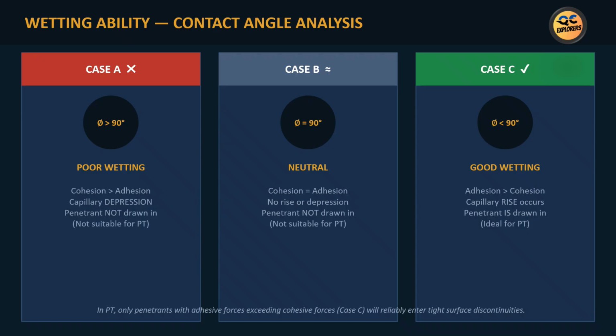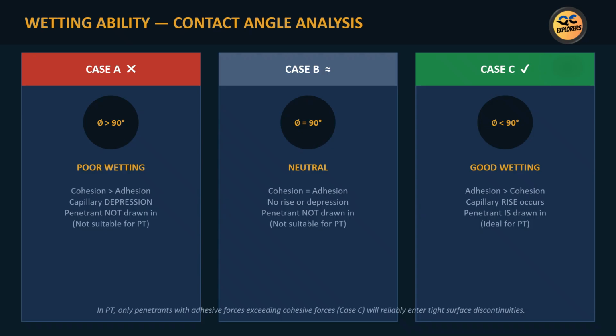Look at case A first. Here the contact angle is greater than 90 degrees. That means cohesion is stronger than adhesion. In simple words, the liquid prefers sticking to itself instead of spreading across the surface. As a result, the penetrant does not enter the discontinuity properly. This condition is not suitable for PT. Now look at case B. Here the contact angle is exactly 90 degrees. This is considered a neutral condition. Cohesion and adhesion are balanced, so no capillary rise occurs. Again, penetrant entry becomes ineffective.